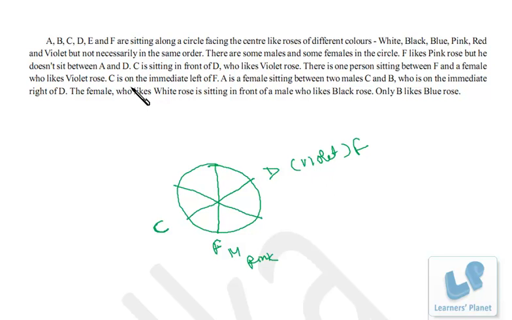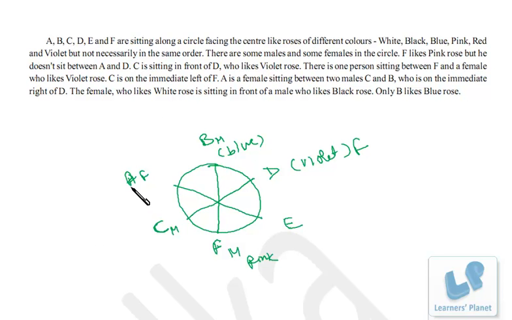After that, A is a female sitting between two males, C and B. C is here, that means B must be here, that should be male. C is also male, A is female. And who is immediate right of D, that's okay. The female who likes white rose is sitting in front of the male who likes black rose. Only B likes blue rose, so B is blue. And now only E is left, so he or she should be at this position.